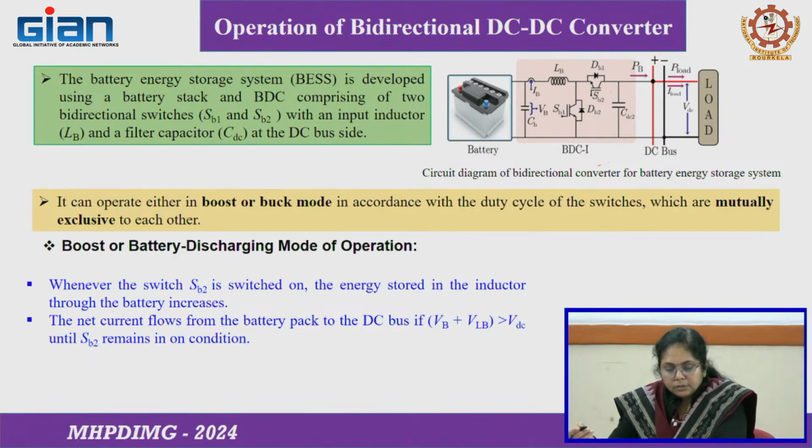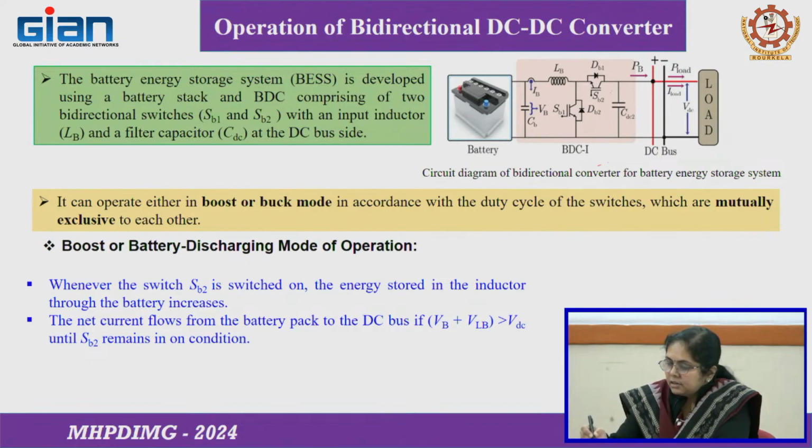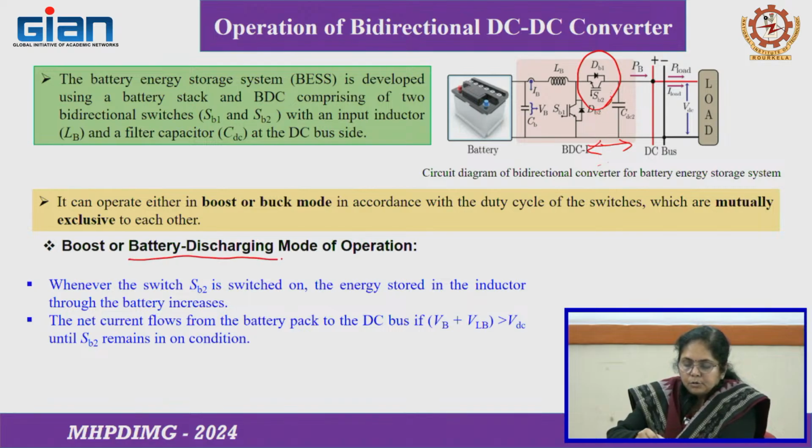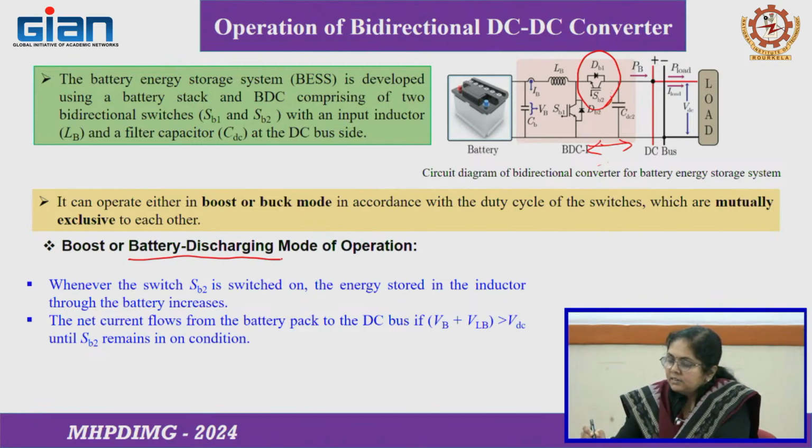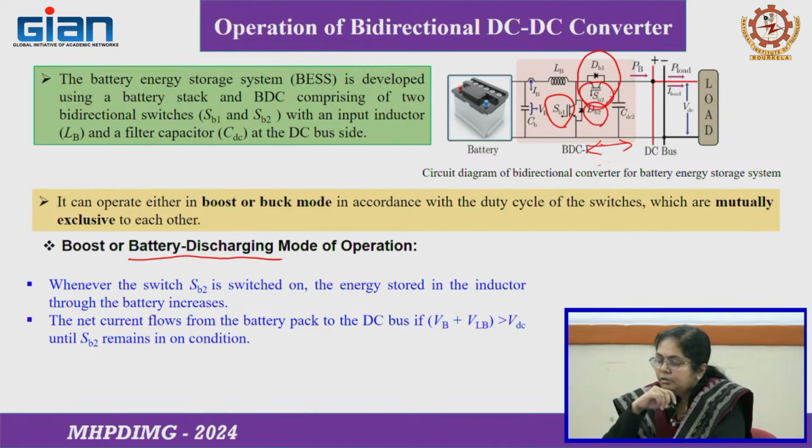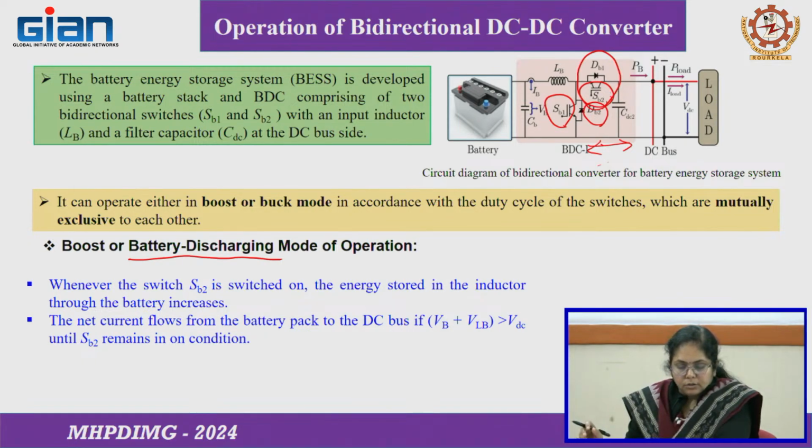First, as I told you, it operates bidirectionally. In boost mode, it is operating in battery discharging mode. Which switch is active in this case? We have two active switches, SB1 and SB2, and the corresponding body diodes DB1 and DB2. For the boost mode, SB1 is operated.